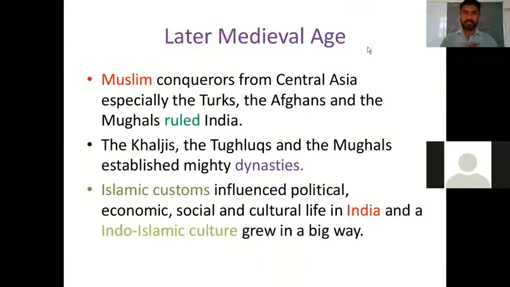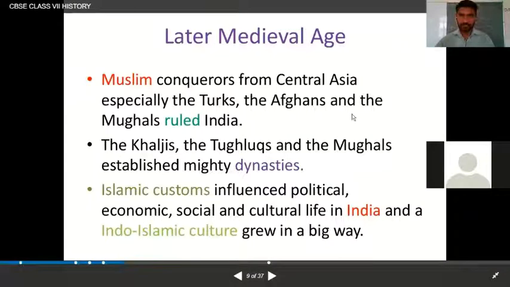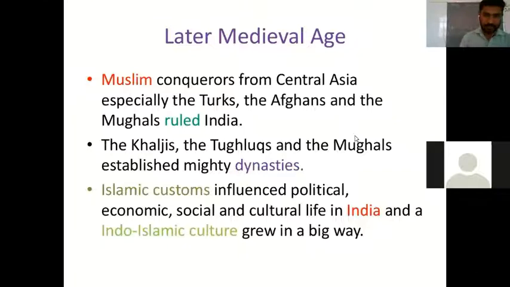In the later medieval age, Muslims enter India. Okay, Muslim kings, Muslim dynasties, Muslim conquerors from Central Asia, especially the Turks, the Afghans and the Mughals ruled India. Khaljis, the Tughlaqs and the Mughals established mighty dynasties. Islamic customs influenced political, economic, social and cultural life in India, and Indo-Islamic culture grew in a big way.